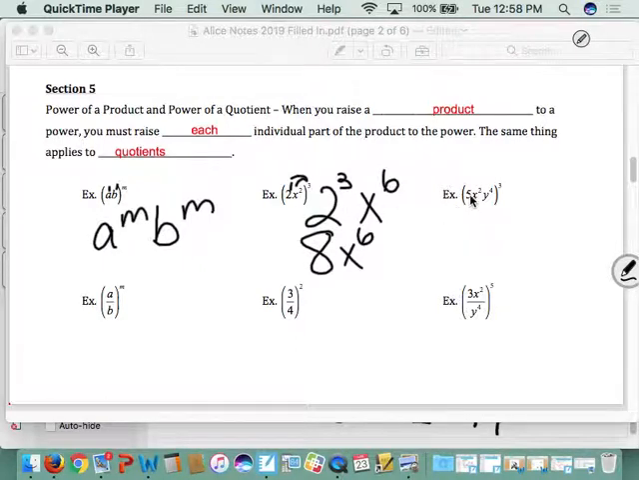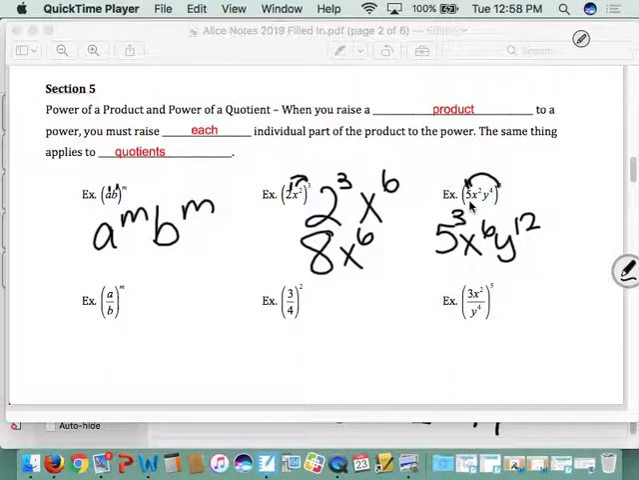On the third example here, again, you have 5, and the power's not listed, so it is a 1. Be very conscientious about putting those powers on there so you don't forget. If I don't put that 1 on there, I'm liable to write this as my answer. 5x to the 6th, y to the 12th. But because there's a 1 here, when I am conscientious about that and I write it down, I'm like, oh, I need to also apply the 3 to the 5.